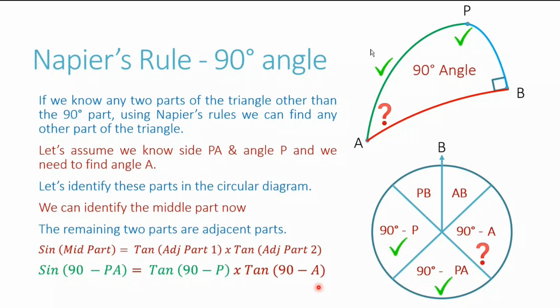So this completes our application and understanding of Napier's rule, cosine formula, and spherical trigonometry. So any doubts from your side, beta? So what was the last point? 90 minus the side. What do you mean by that?